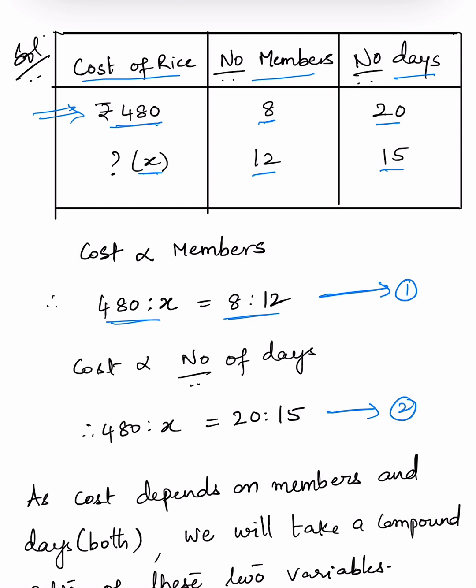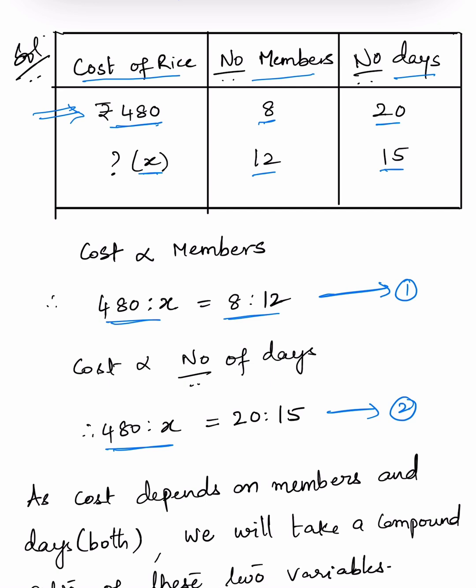Now, cost is directly proportional to the number of days. If we need rice for more days, the cost will be more. So this is also a direct proportion, and we write the ratios as they are: 480 is to x equal to 20 is to 15. Let this be 2. So both are direct proportions.